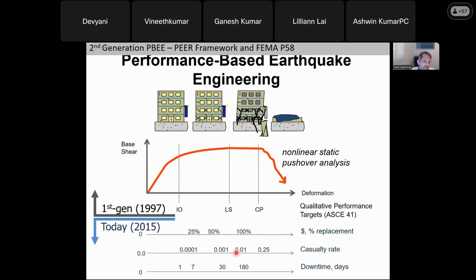We're still not there wholesale in the US, but we're gradually getting to that point. And then maybe in the next 10 or 15 years, we might actually have some sort of resilience ideas built into our codes. But currently, we're still not doing that. We're doing performance-based earthquake engineering mainly to get around the code and have more economical building designs.